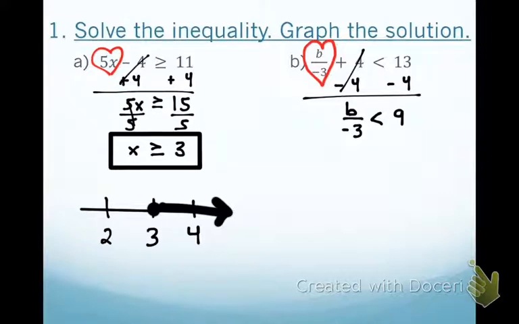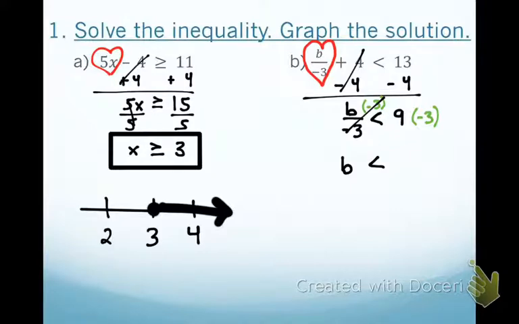No. Alexis, how do I get that B by itself? Good job. We're going to multiply both sides times minus 3. Sierra, what happens on the left-hand side? It cancels out, and I'm left with B. B is less than what?